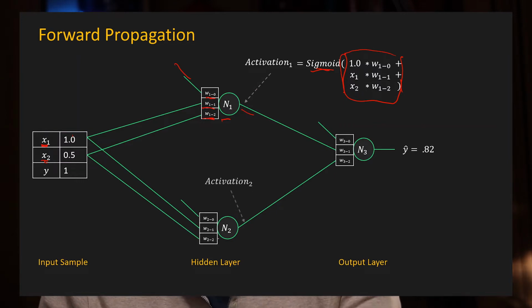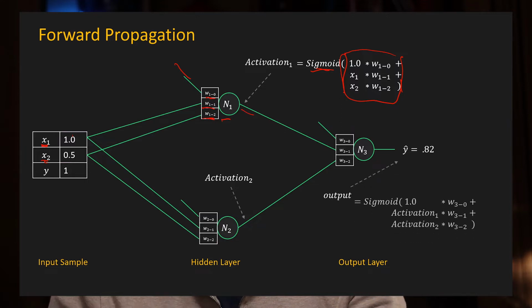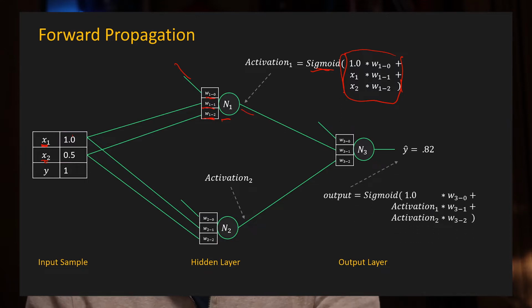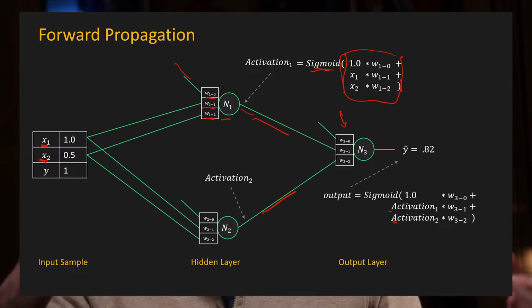The same thing will happen on node 2. And the same thing again will happen on node 3, where this time, instead of taking x1 and x2 as input and multiplying it by their weights, node 3 takes the activation 1 and the activation 2 as inputs and multiplies them by the weights that are stored on node 3. And all of that just produces the output, which is the prediction of the network for this particular sample.